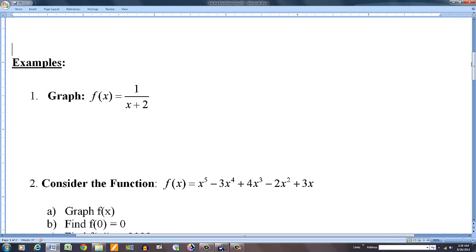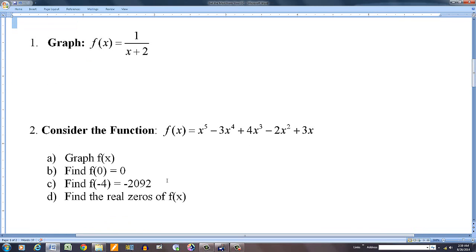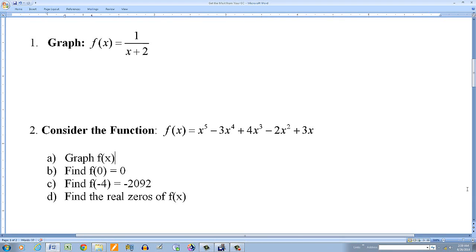However, the next one says find f of negative 4. Okay, so there's the answer, f of negative 4. So that means if you're going to do this manually, you would put a negative 4 right where the x is. Here we put an x over here: negative 4 to the 5th power, and then here negative 4 to the 4th, then times negative 3, negative 4 to the 3rd, then times 4, negative 4 squared, then times a minus 2, negative 4 times 3, and if you do all that calculation, you'll get this number here, negative 2092.